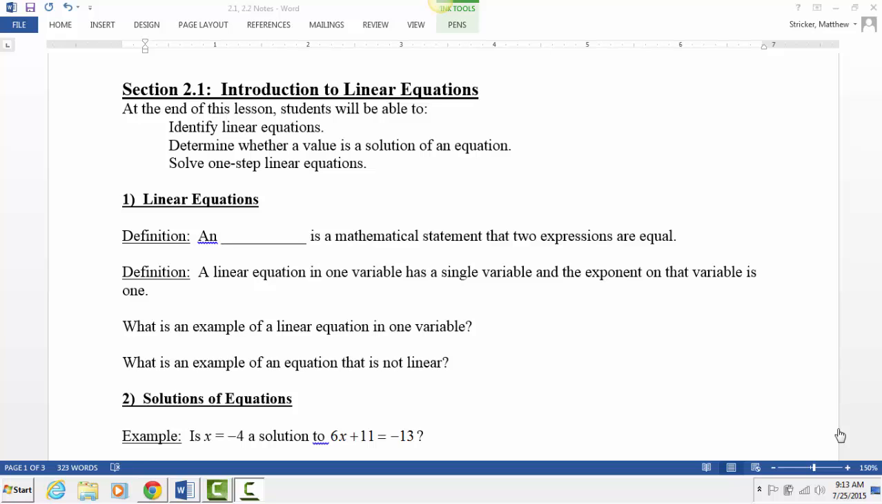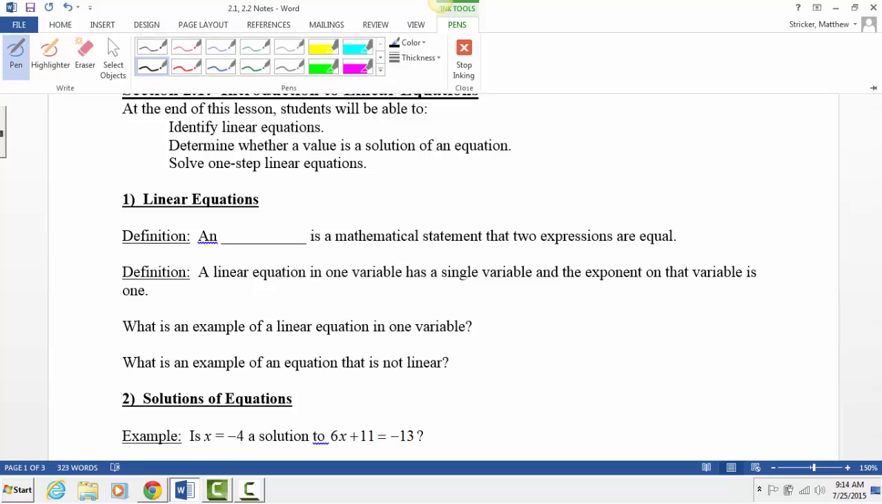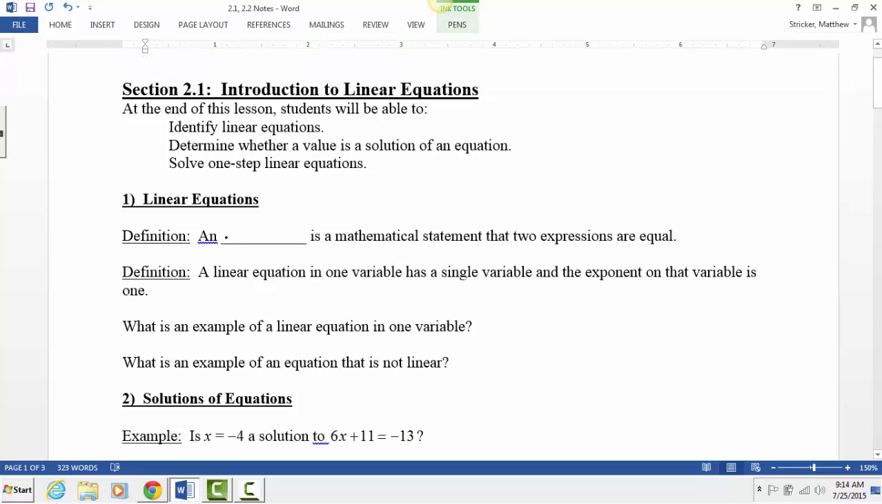The first definition is pretty basic. It's the definition of what an equation is. An equation is a mathematical statement that two expressions are equal. For example, some of the most basic equations are things like this: 2 equals 2. By common sense, we know that's true because the left-hand side is 2 and the right-hand side is 2, so they're equal. Second definition, we have now a specific kind of equation, a linear equation.